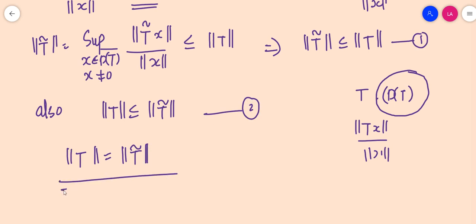So all the properties have been satisfied. There exists an extension which is called T tilde, which is linear, which is bounded, and has the same norm. So every bounded linear operator which is defined from D(T) to Y, where Y is a Banach space, has an extension, and that extension is also a bounded linear operator.